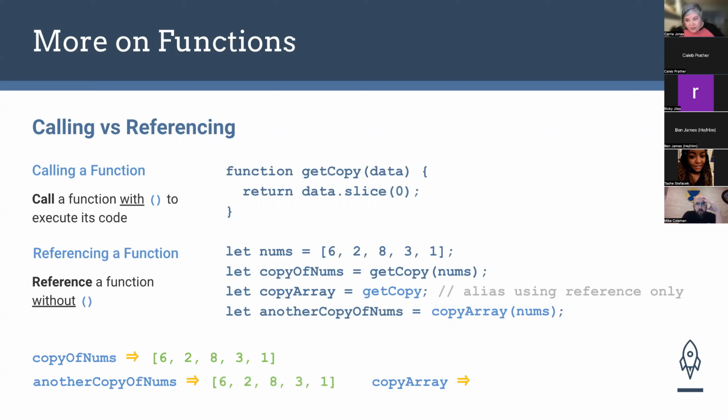So here's a question for you. What would happen if I console log copy array? It just tells you it's a function, right? Yes, and not only does it tell me it's a function, it tells me what the name of the function is, which is? Get copy. You got it. It's not just a copy of the function, it's the same function. It's just an alias. It represents the original function.